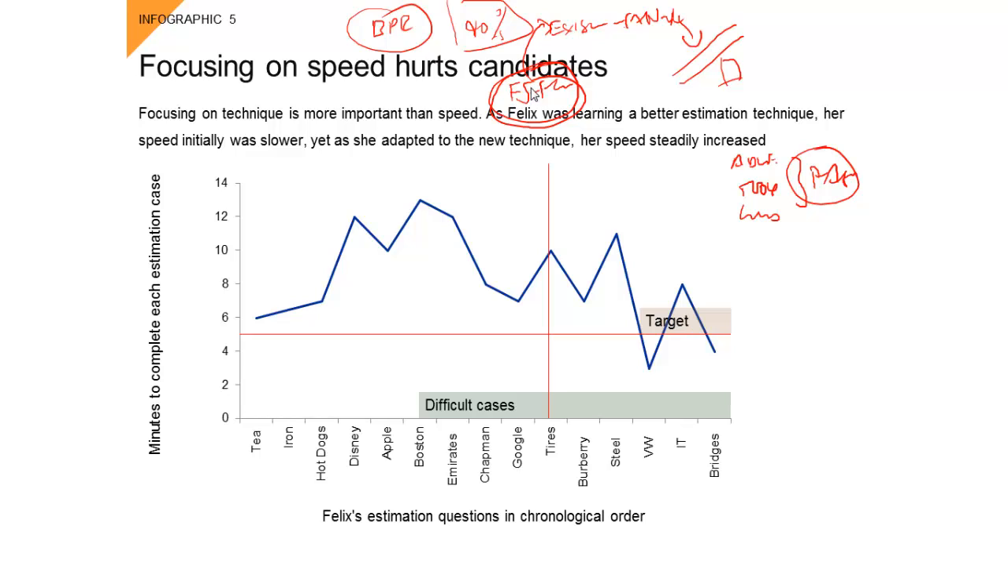So what we do with candidates is we ignore speed. We don't tell them to be fast. We focus on their technique. And here, this is just one graph of Felix, right? Others didn't really follow the advice, so they won't show this.